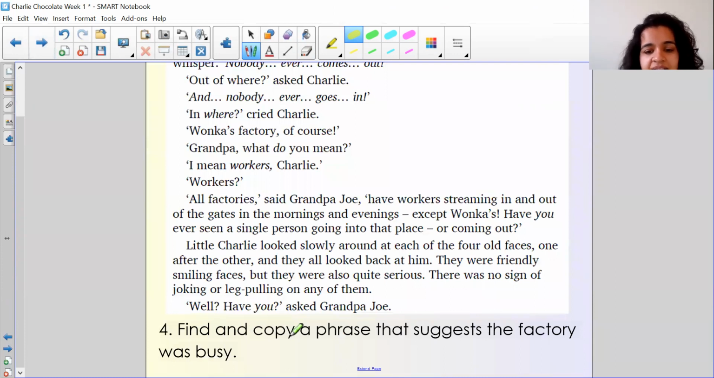Okay. Find and copy a phrase that suggests the factory was busy. Now remember, now nobody comes in, nobody goes out. But it used to be busy. I know the answer is not here, so I'm going to move on because this is talking about how no one goes in. All factories, said Grandpa Joe, have workers streaming in and out of the gates in mornings and evenings. Now, if workers are going in mornings and evenings, what does that tell you? Well, it tells you that it's really busy. It tells you there's a lot of people. Okay? So that's what you should be thinking.